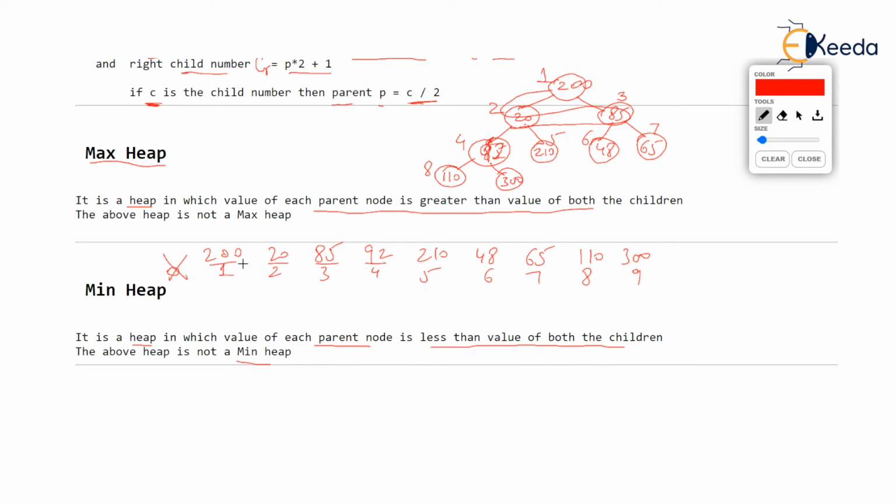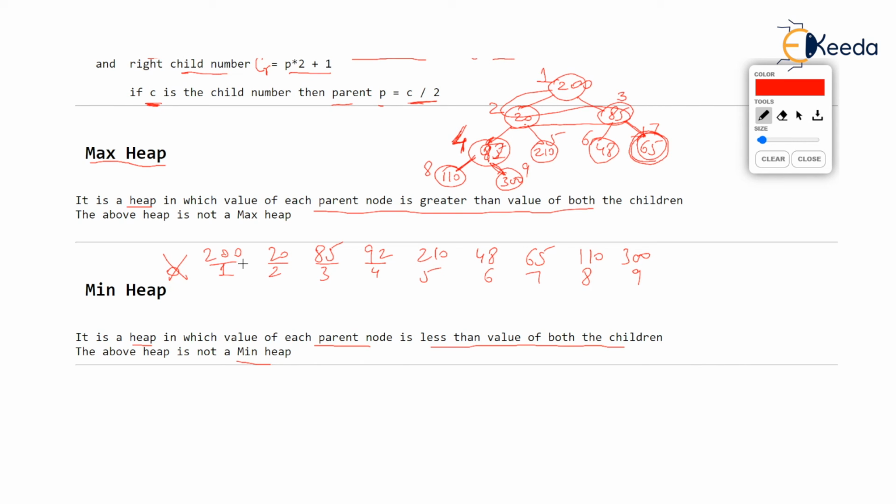Now it is easy to see who is the parent of node number 7. Parent of node number 7 is 7 by 2, which is 3. And really 85 is the parent of 65, correct or not? Or who are the children of the fourth node? The children of the fourth node are at 8 and 9. That is 4 into 2 and 4 into 2 plus 1. So that's how you can see what is heap.